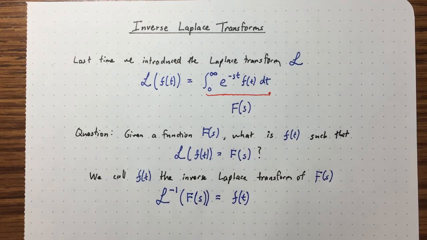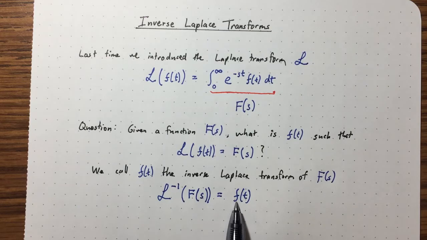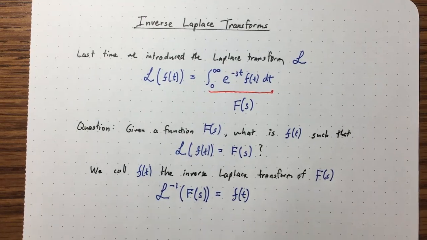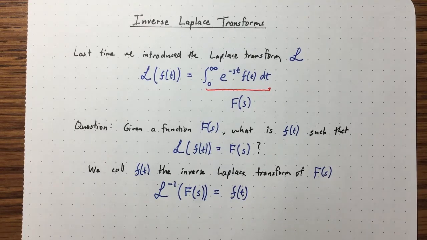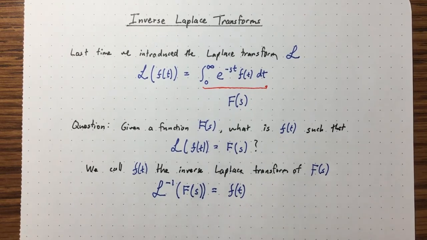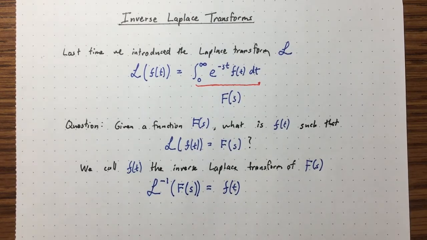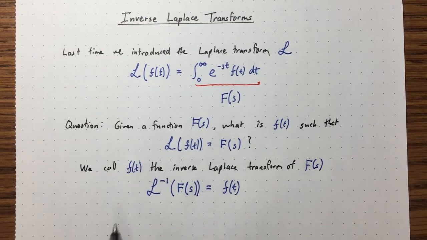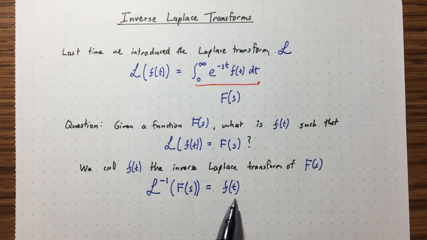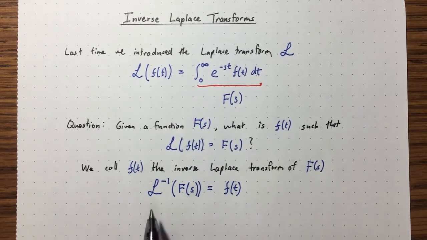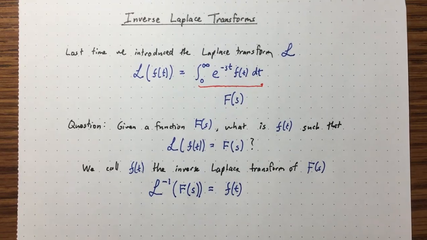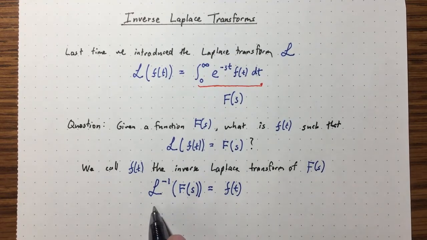The nice thing about this is that this f of t here is essentially uniquely determined by this capital F of s. There are a few subtleties, so this could have different values at a discrete set of points, for example, than the one we started with. But this f of t is essentially uniquely determined, and so this is a well-defined concept. What we're going to do today is discuss how to compute this.